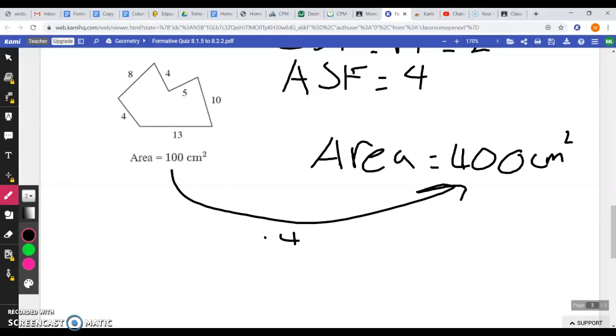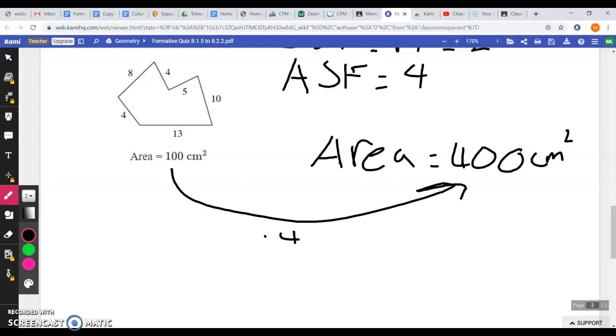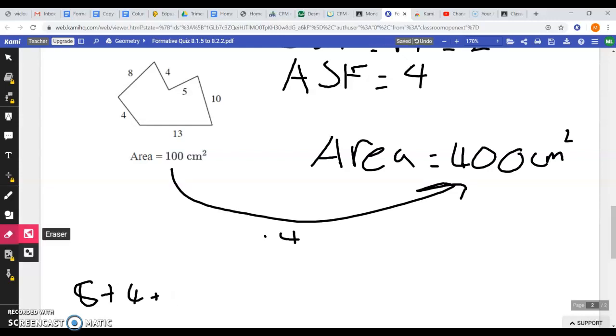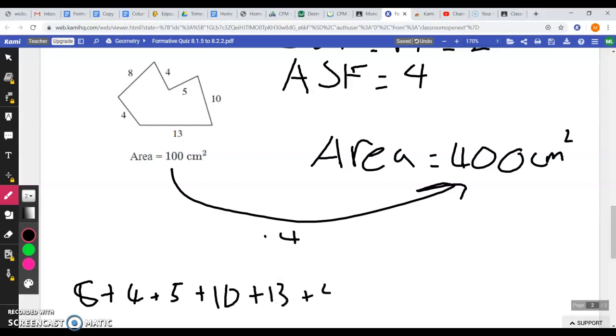So to first find the perimeter of this shape, what I need to do is add up all the side lengths, because that's how I find perimeter, which is 8 plus 4 plus 5. Oop, that's an 8. 8 plus 4 plus 5 plus 10 plus 13 plus 4. And I think that's everything. And so my original perimeter, using my calculator too, 8 plus 4 plus 5 plus 10 plus 13 plus 4 is 44. My original perimeter is 44.